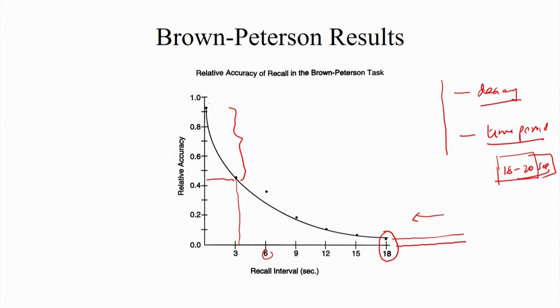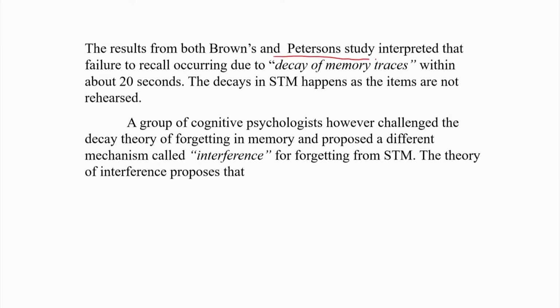Now, the Brown and Peterson task, which explains decay as the reason for the delay, can also be explained by the Vaughan Norman task, but before that let us look at the results. From the Brown and Peterson task, the study interpreted that failure to recall occurs due to decay of memory traces within the first 20 seconds.